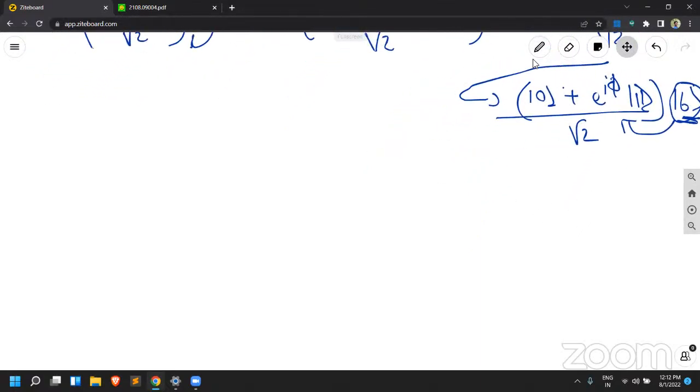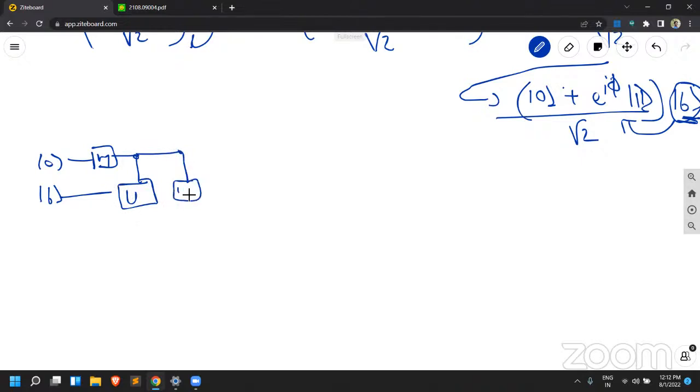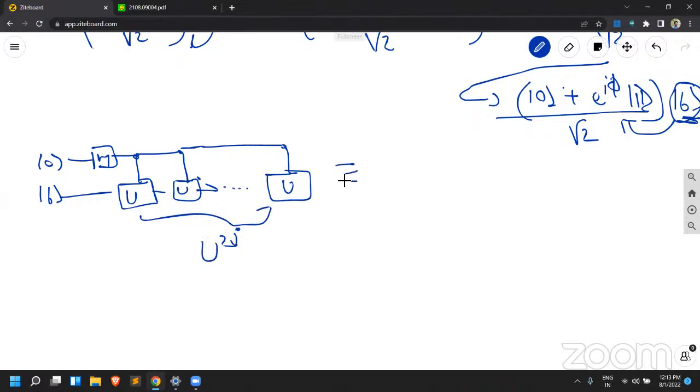So the next thing is to learn a particular identity that will be useful. Let's say 0 is here and there is a Hadamard over here. There is our B state. And this time we are going to apply U to the power 2 to the J, multiple times, controlled U, and so on, basically dot dot dot until some n number. So this is U to the power J. Equivalently we can just define this as a Hadamard and U to the power J onto the B vector.